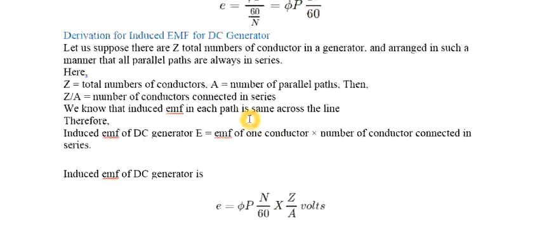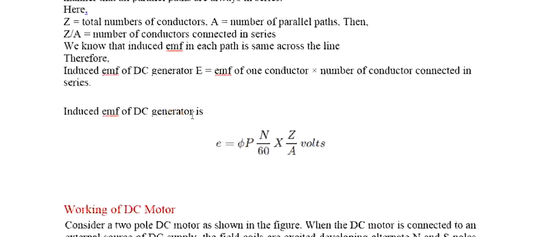So accordingly, we can get the induced EMF of the total generator, which is the same as the EMF of one conductor multiplied with the number of conductors connected in series in one parallel path. That is very important here. That means what is the EMF of one conductor? That is phi P N by 60, and the number of conductors connected in series in one parallel path is equal to Z by A. So the product of these two will give the total EMF of the generator.